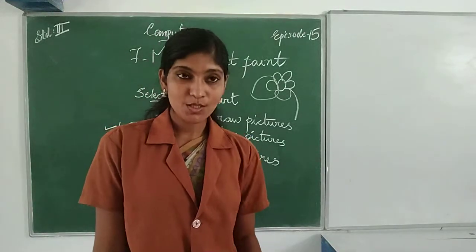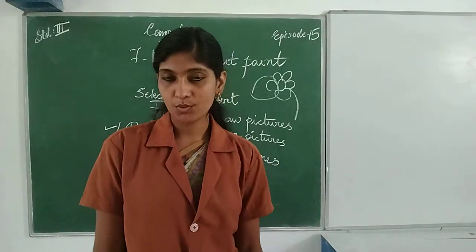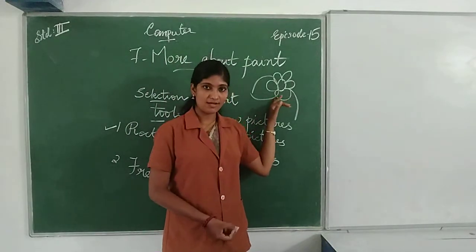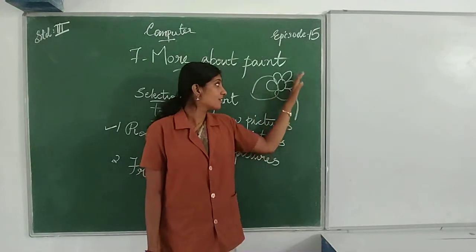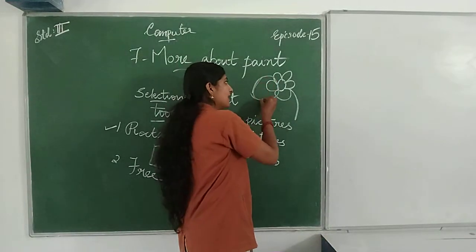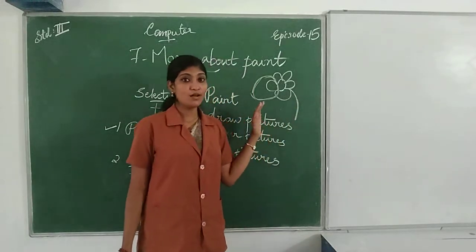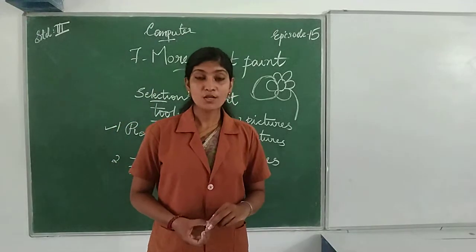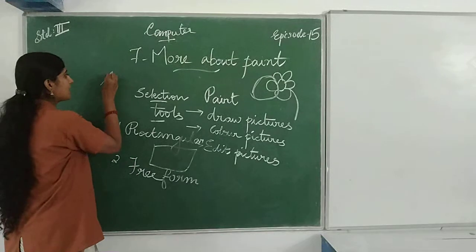Then second question, to retain a certain portion of the file and delete the rest, you use the following option. For example, this is a picture and you can keep a portion from this picture and delete the remaining part. For that, you can select which option? Crop option. C-R-O-P.